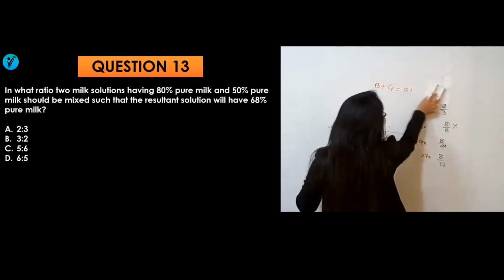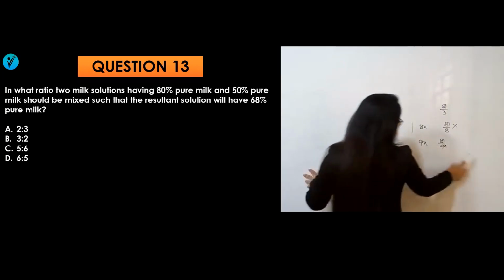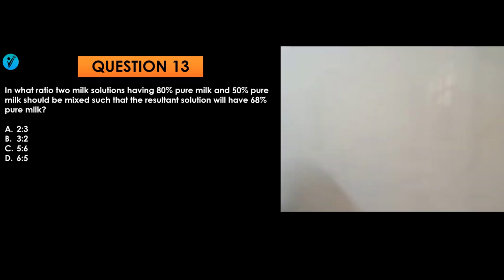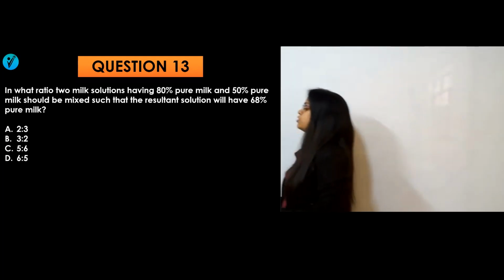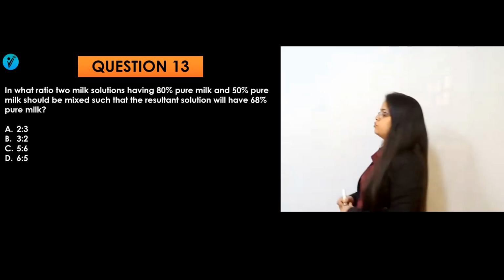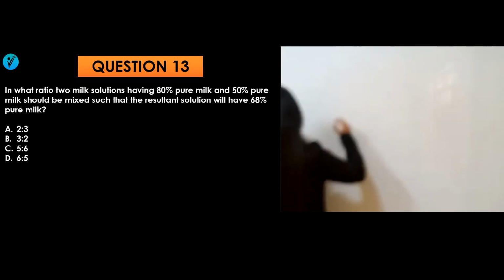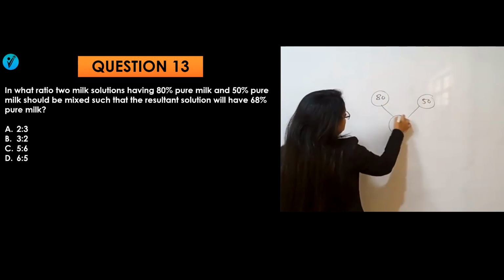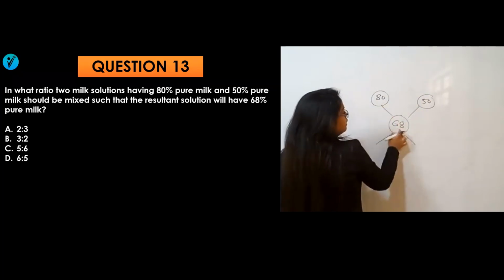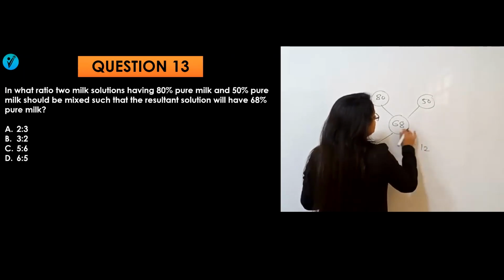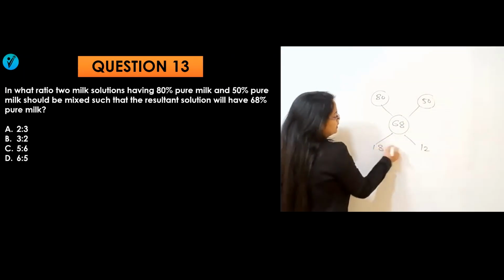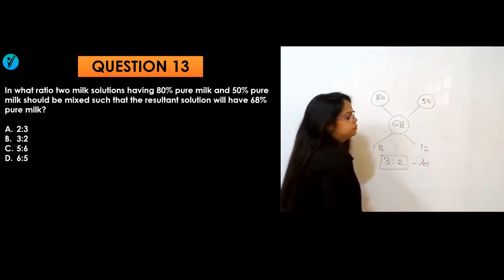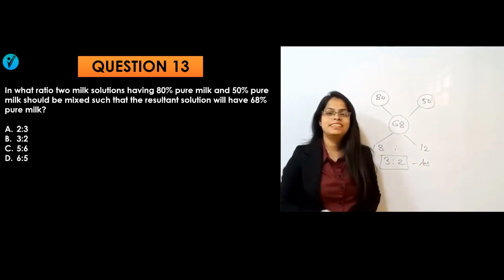Question number 13 is here. In what ratio should two milk solutions having 80% pure milk and 50% pure milk be mixed such that the resultant will be 68%? 80%, 50%, resultant should be 68%. 80 minus 68 will be equal to 12. 68 minus 50 will be 18. So 18 is to 12 is nothing but 3 is to 2, which will be your answer. Option B is here.